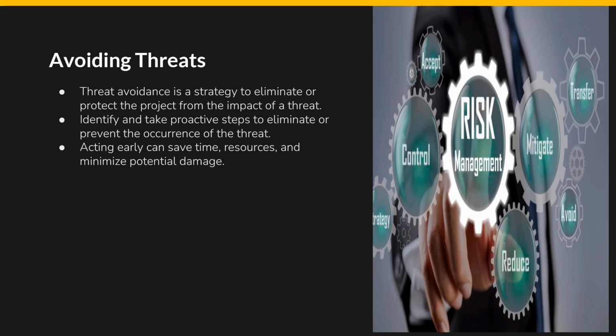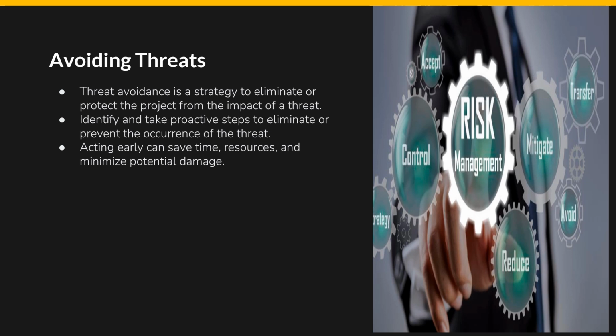In a manufacturing project, the team identifies the risk of defects and rework due to poor quality control processes. To avoid this risk, the project manager implements rigorous quality control measures at each stage of production, including inspection and testing. This proactive approach eliminates the risk of defects and the need for time-consuming rework.